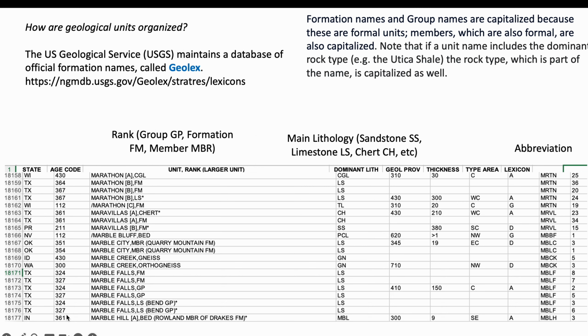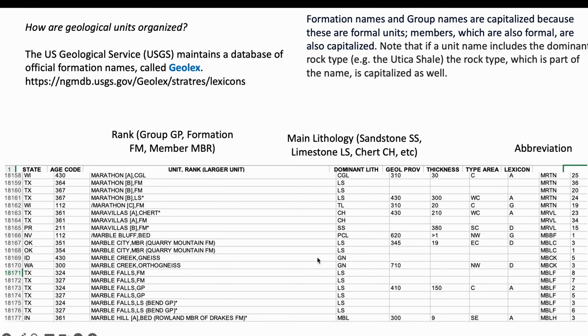You've got a code that tells you when these things are from. And there's a separate little table that you can use to unpack these codes and figure out, roughly, when are the boundaries. Where do you find them? Which states do they appear in? Because sometimes you'll have the same formation at the same time, and it'll have a different name in different places.